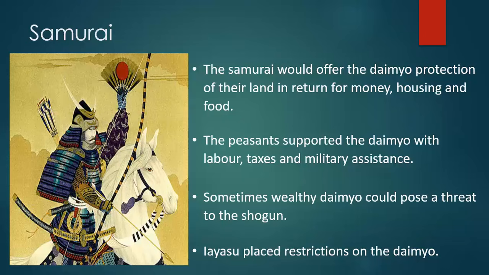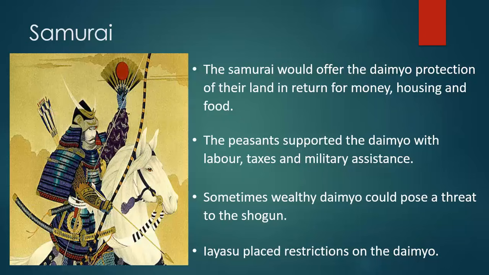The shogun really depended on the support and the loyalty of the daimyo during this time, as they were important people in Japan. The daimyo were also dependent on other classes of Japanese people. These were the samurai and the peasants in their domain. The samurai would offer the daimyo protection for their land in return for money, housing, and food. The peasants supported the daimyo with labor, taxes, and military assistance.